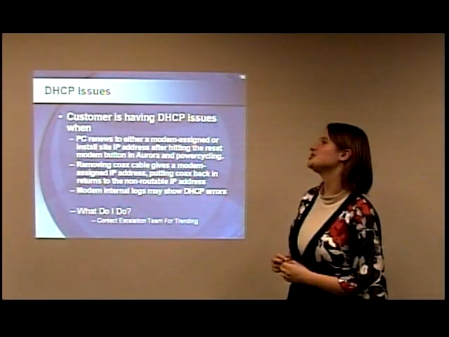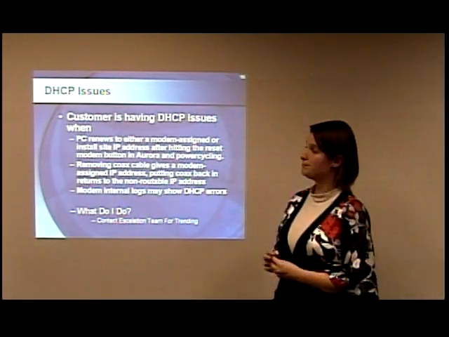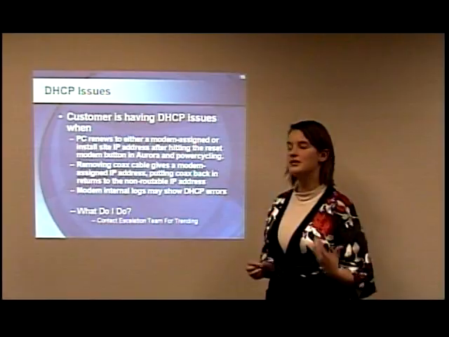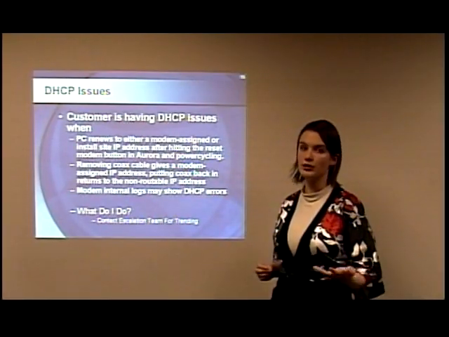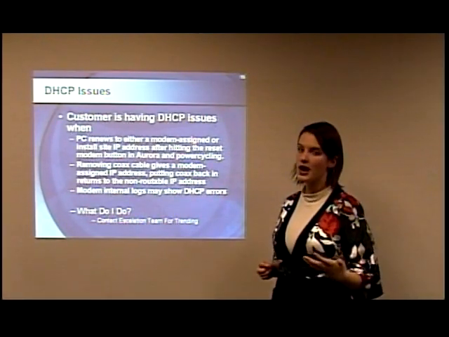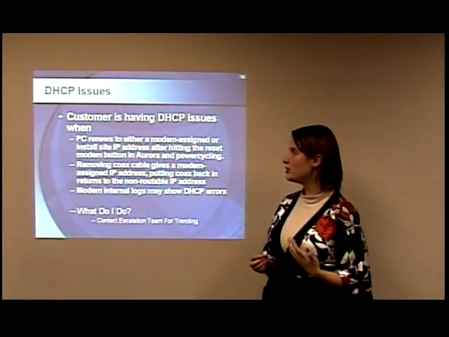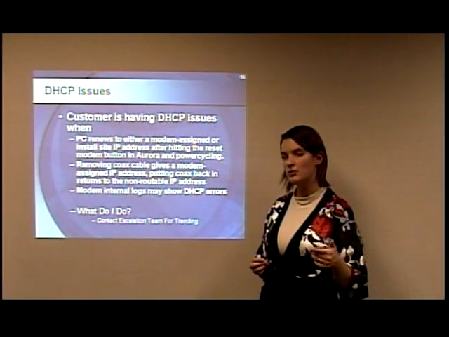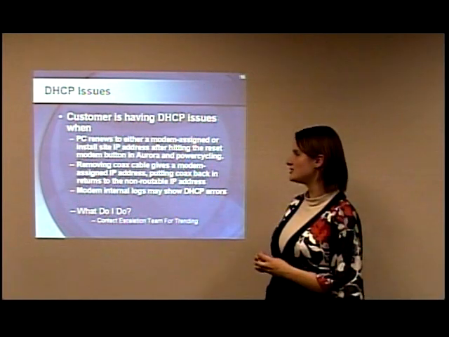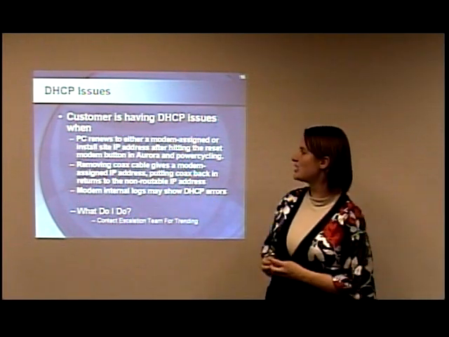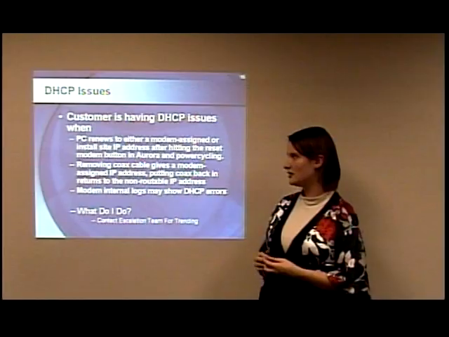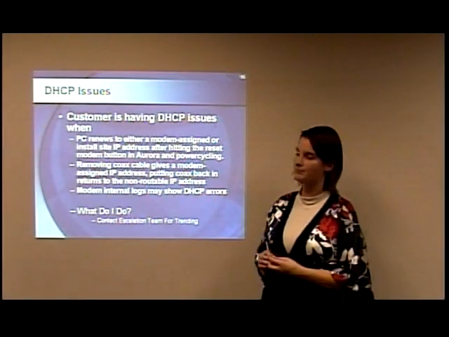DHCP issues. This will happen on occasion. If the customer is having DHCP issues, some of the things that you would look for to signal that they are having a DHCP issue include if the PC is renewing to either a modem assigned, that's the 192.168.100 IP address, or the install site IP address after hitting the reset button in Aurora and power cycling.